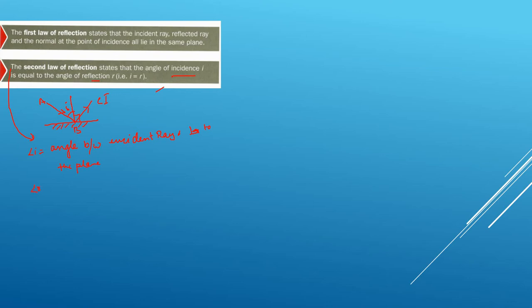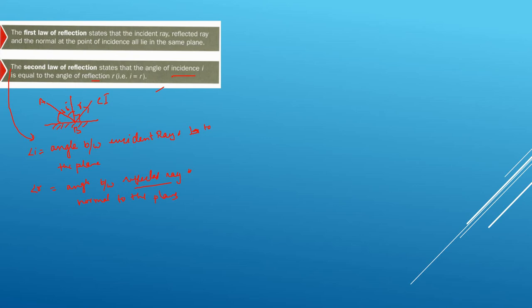Now what is the angle of reflection? In the same way, the angle between the reflected ray, very important, the reflected ray and, so if an angle is forming, it will always be formed between two lines. So the reflected ray and the normal to the plane, it means I'm talking about this part. This is very important because sometimes students consider this as the incident ray, or vice versa.